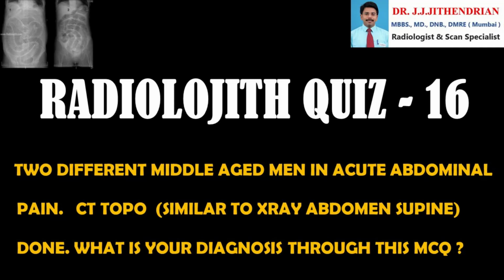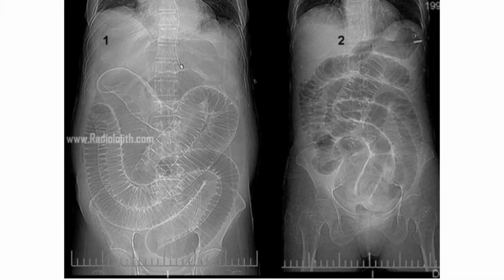Two middle-aged men in acute abdomen underwent CT abdomen. Erect and supine X-ray abdomen have been replaced by CT abdomen in most of the tertiary hospitals. Here, CT topogram gives almost the same information as X-ray abdomen supine position.